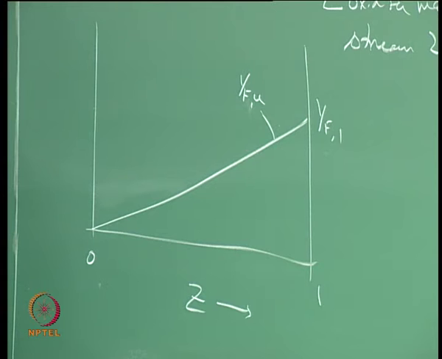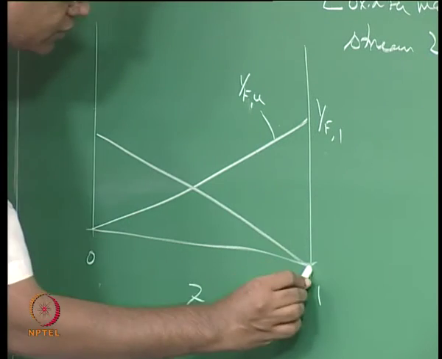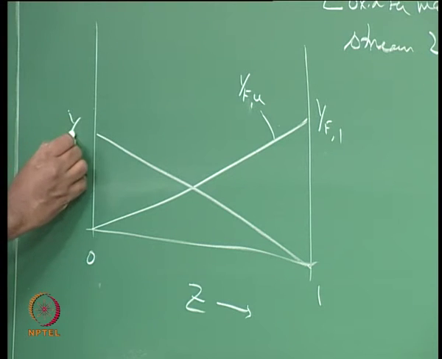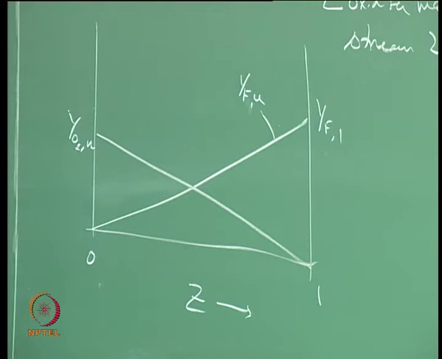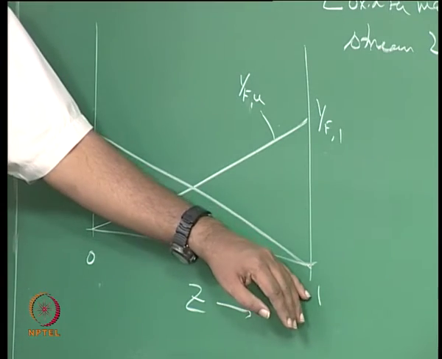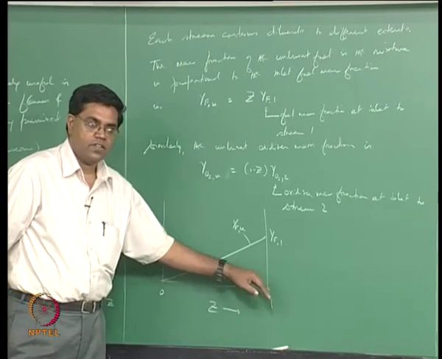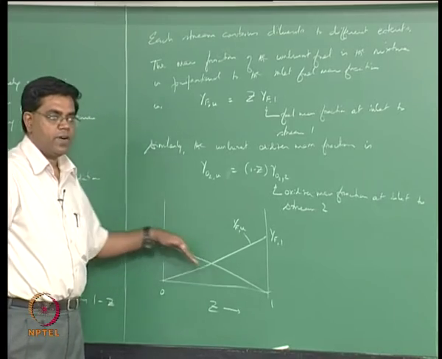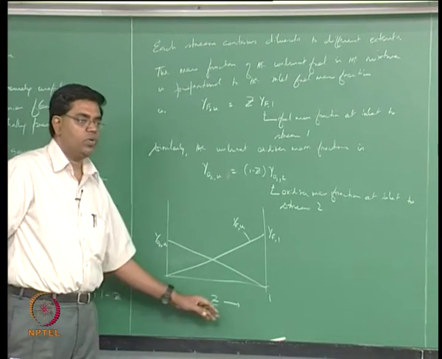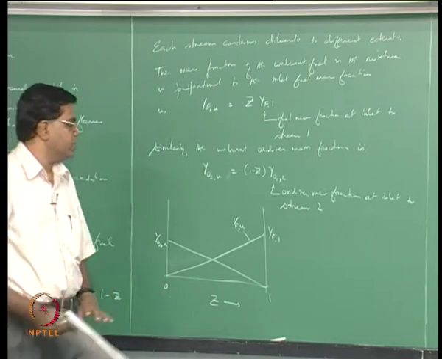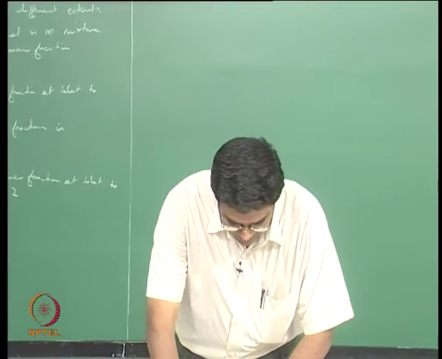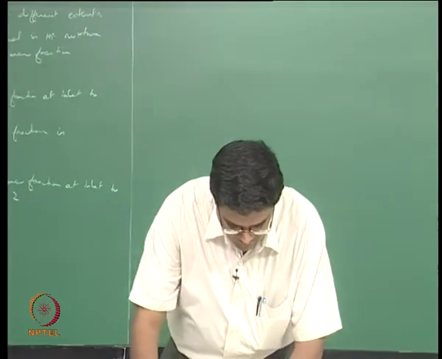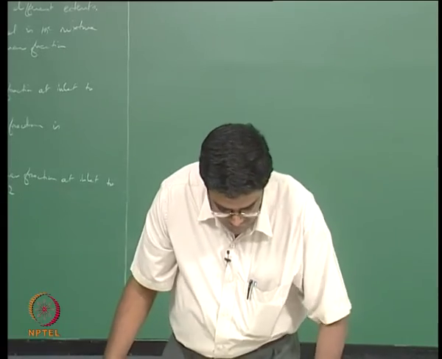Similarly, if you want to look at the plot of YO2 versus Z, that's another straight line that starts with the value of YO2,U, let's say at the oxidizer stream inlet, where you don't have any fuel, and goes all the way to zero at the fuel inlet, where you don't have any oxidizer. Anywhere in the mixing field, your mass fraction of the oxidizer lies on this line, corresponding to whatever is the mixture fraction locally, right? So this is regarding how the unburnt fuel and unburnt oxidizer mass fractions work out.